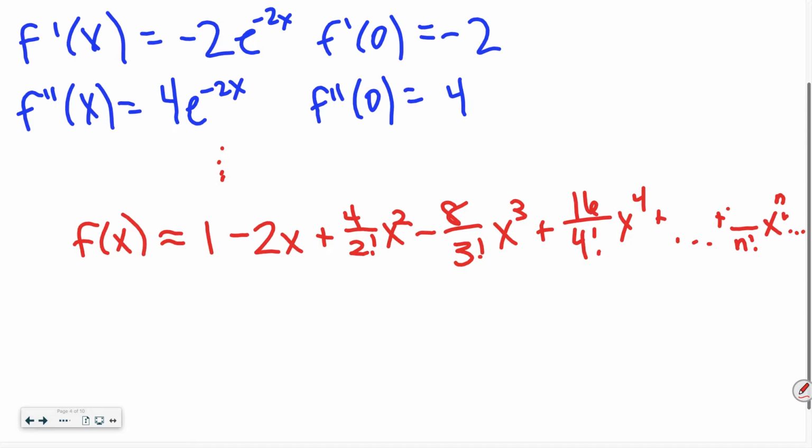Negative 1 to the n because we are alternating signs. And what else? 2 to the n. So could we do negative 2 to the n?